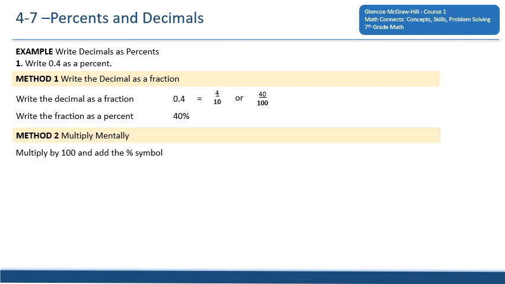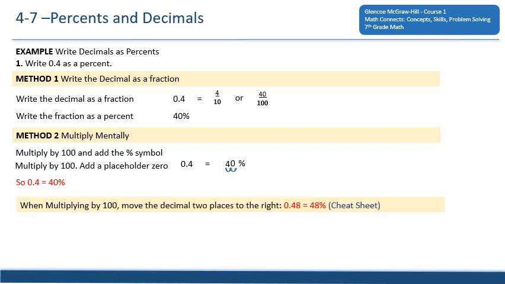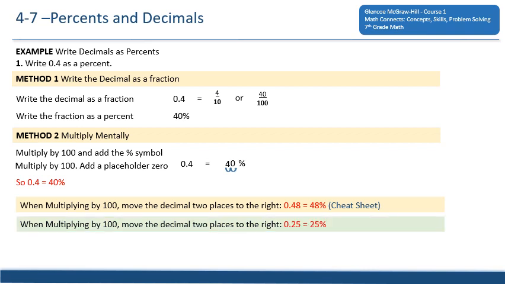And if we multiply mentally, multiply by 100 and add the percent symbol. So if we have 4 tenths, or 0.4, times 100, we're going to move that decimal point 2 places to the right, and then add the percent sign. So 0.4 equals 40%. When multiplying by 100, move the decimal 2 places to the right, so 0.48 equals 48%.